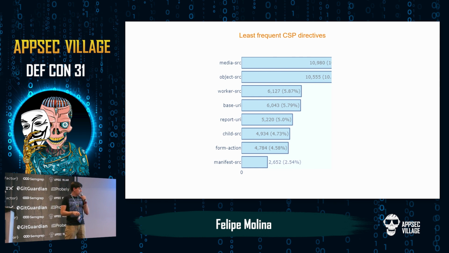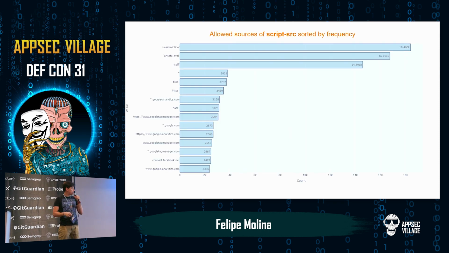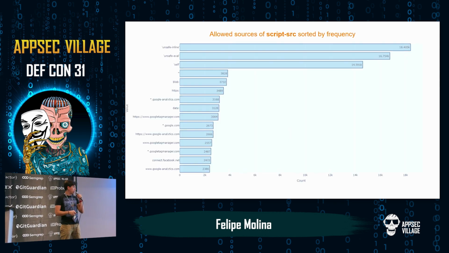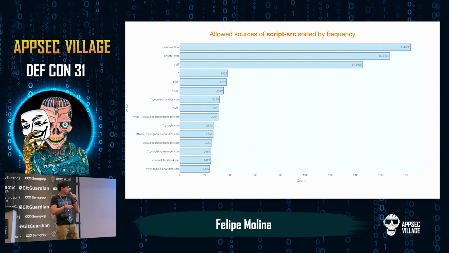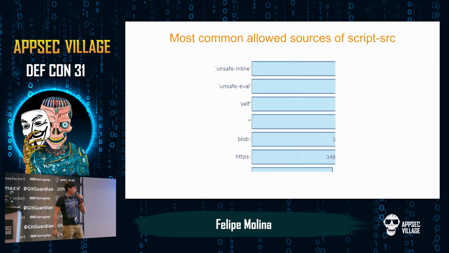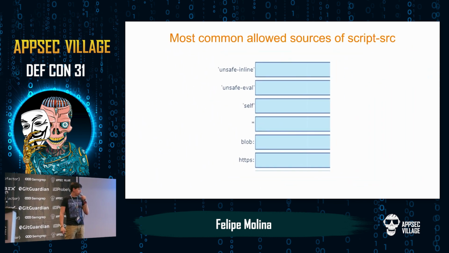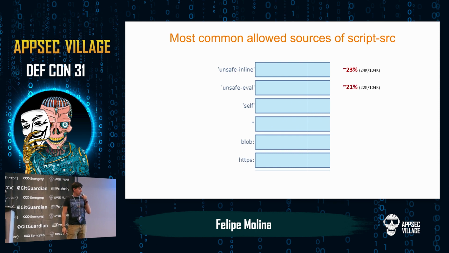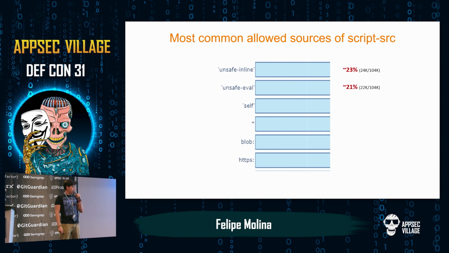Okay. So you can also take a look in this dashboard at the allowed sources for different values. In this case, as an example, I took script-src, and the most allowed sources for script-src were unsafe-inline and unsafe-eval. This makes me a bit sad because 20% and 21% of the sites that define script-src are okay with unsafe-inline and unsafe-eval. It's quite popular, this configuration.